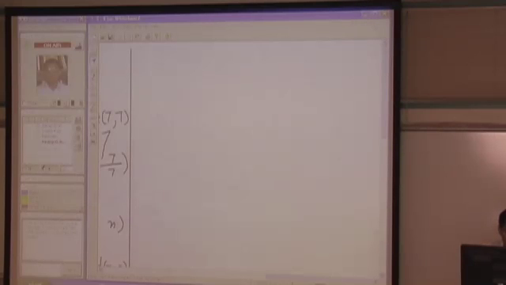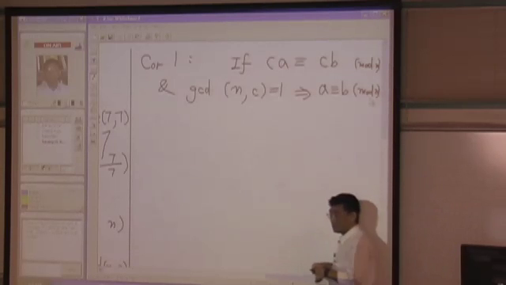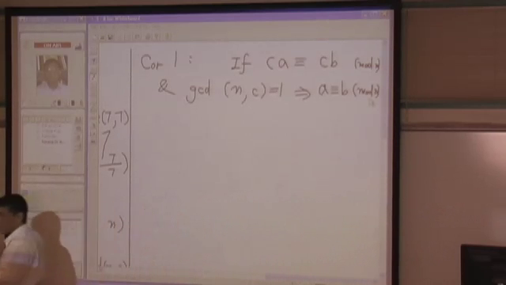So an obvious corollary to this is: if CA is congruent to CB mod n, and GCD of n and C is 1, then A is congruent to B mod n. Why? Because n over GCD, where GCD is 1, is n. N over GCD 1 equals n. So we get this thing.